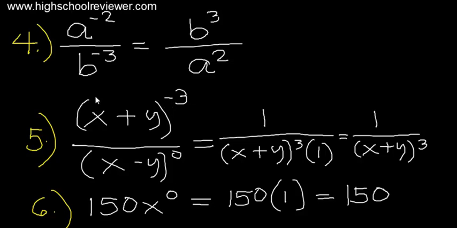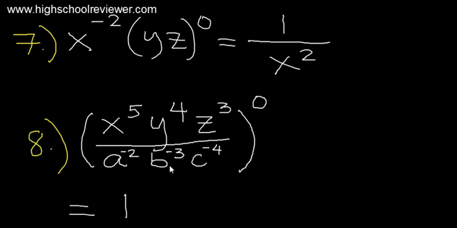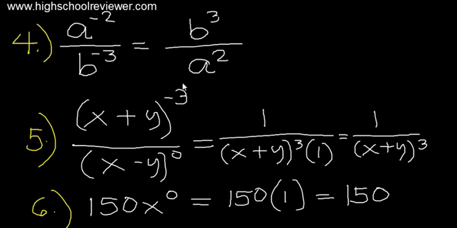And then the quantity of x plus y raised to negative 3, since the exponent here is negative, from the numerator this will now go down to the denominator. So we have here the quantity x plus y, but the negative exponent will become a positive exponent. Our final answer for number 5, 1 all over the quantity of x plus y raised to positive 3.